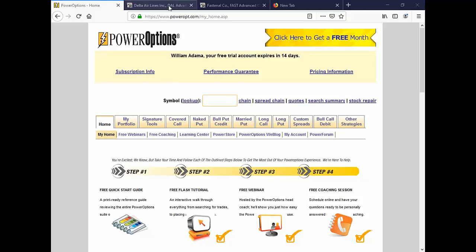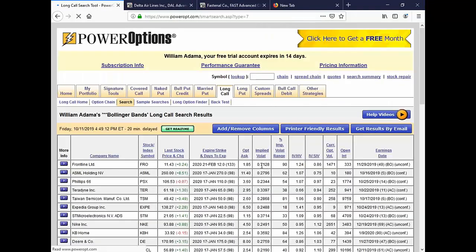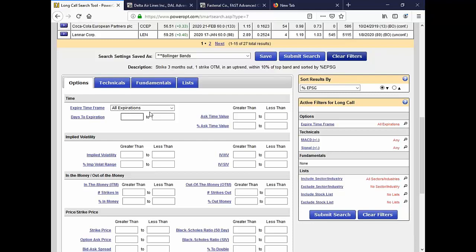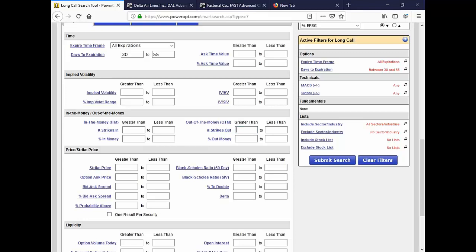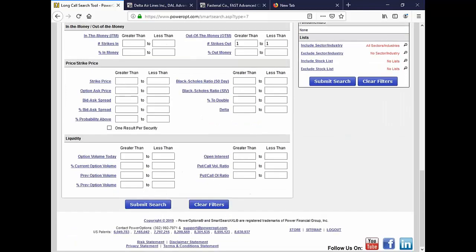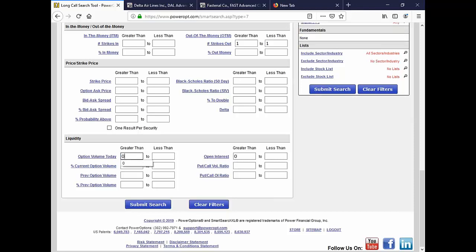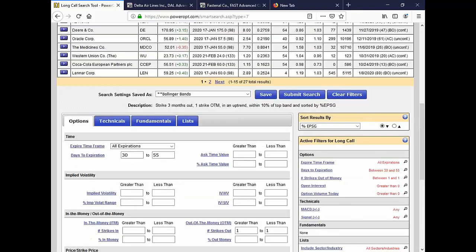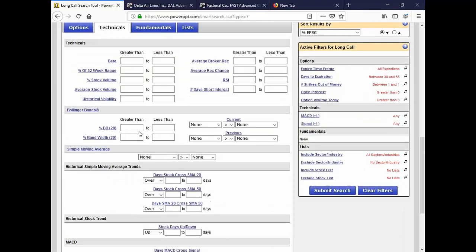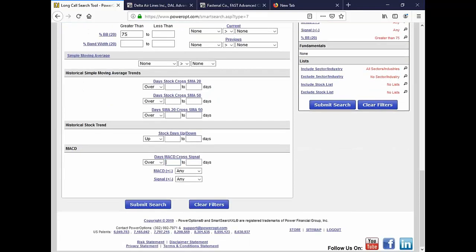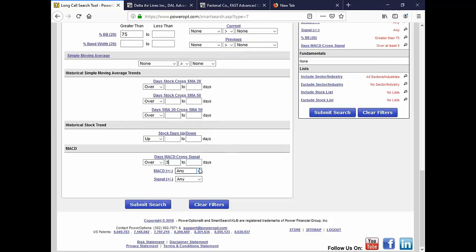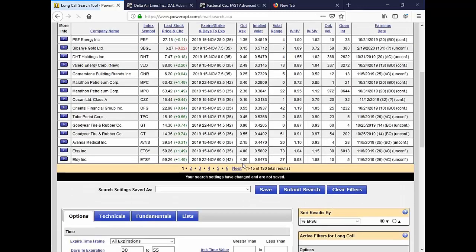Let me go back just to a long call search. I'm going to try to isolate something very specific before we get to Guy's question. I'm going to clear the settings again, and I'm actually going to go 30 to 55 days out in time. And I'm going to isolate it to just one strike out of the money, because I only want to see one option for each stock that matches this. What I'm going to look for is something that matches what Sam and I are looking at. Without using the earnings here, I'm going to look for something that's above 75% Bollinger Band, but has a positive MACD cross of at least 5 days and where the MACD is positive. So I'm looking for something that has recently crossed and is still positive.